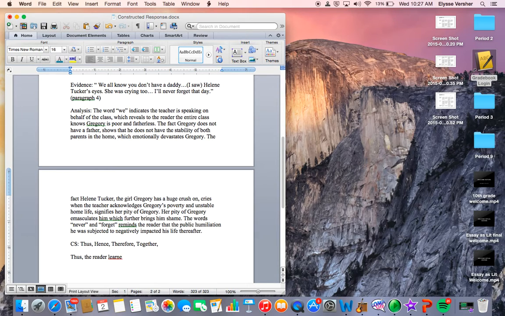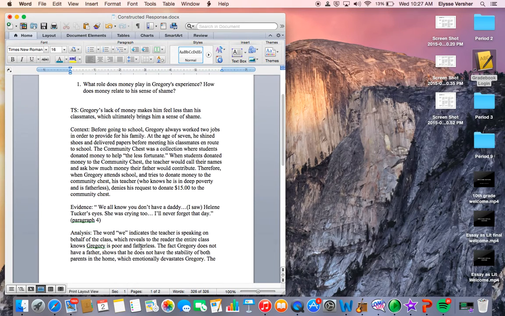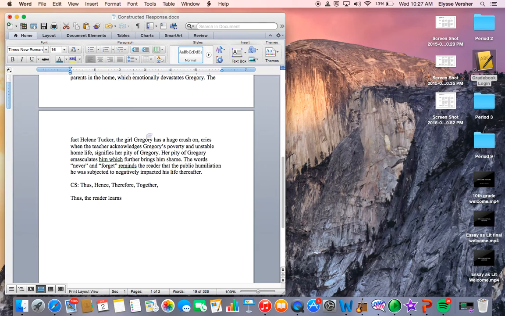The reader learns. What does the reader learn? What do we learn from this? You never want to go back and restate the topic sentence because that's redundant. You never want to say, "Thus, the reader learns that Gregory's lack of money makes him feel less than his classmates." No. "Therefore, the reader learns..." What do we learn here, class?